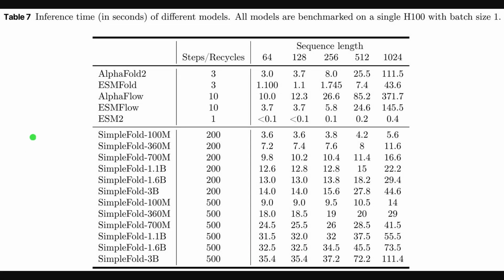Alright, the previous figure traced scaling. Table 7 reports inference time on a single H100 across sequence lengths. The comparison shows SimpleFold runs fast, especially for long sequences, because the transformer is lightweight at inference. At length 1024, AlphaFold 2 takes about 111 seconds, AlphaFlow about 372, and ESM-Fold about 44, while SimpleFold 100 million finishes in roughly 5.6 seconds at 200 steps or 14 at 500. ESM2 adds negligible overhead, time rises with steps and length, yet remains practical across SimpleFold sizes.